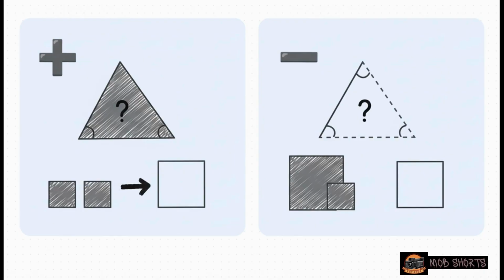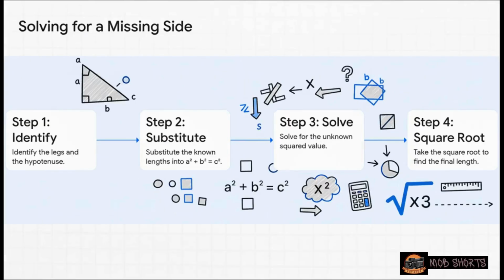Add to find the longest, subtract to find a shorter one. And applying it is just a simple 4-step process. Step 1, figure out which sides are your legs and which is the hypotenuse. Step 2, plug the numbers you know into our formula: a squared plus b squared equals c squared.